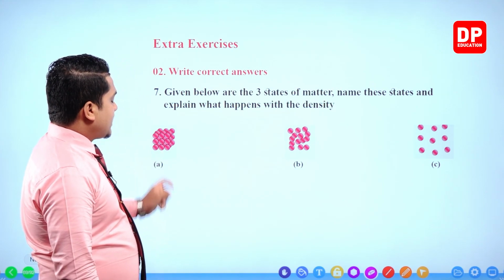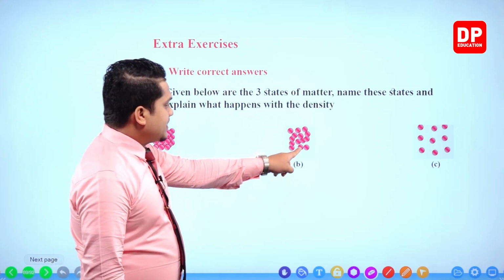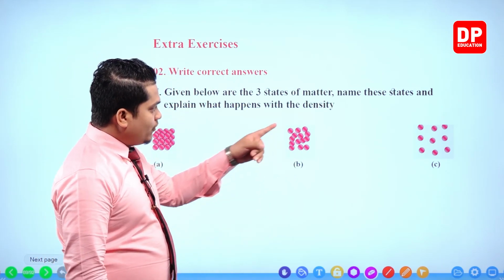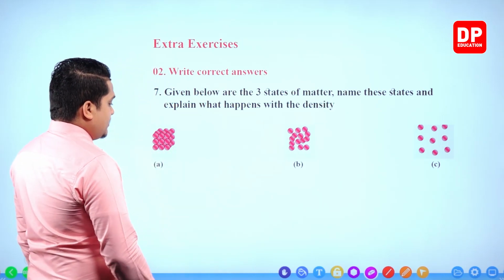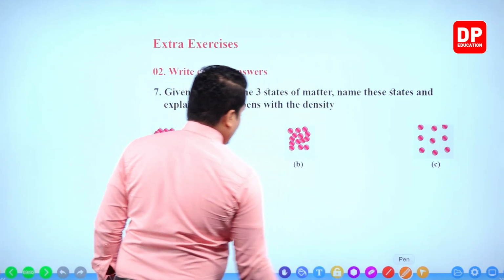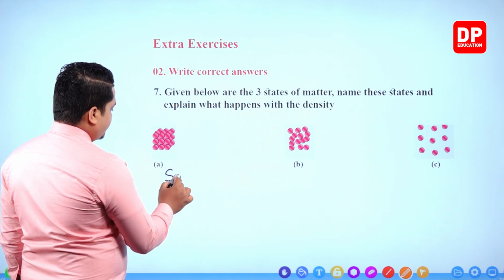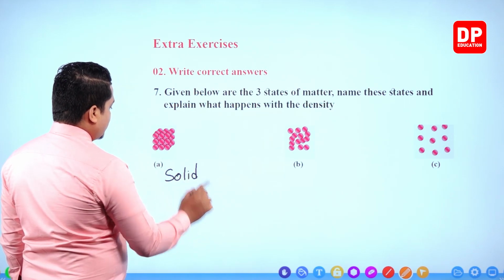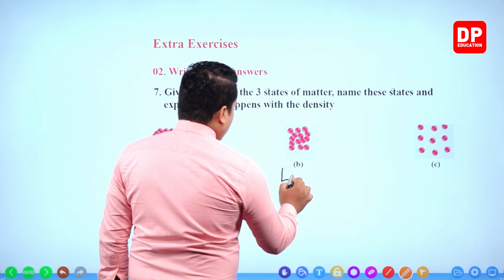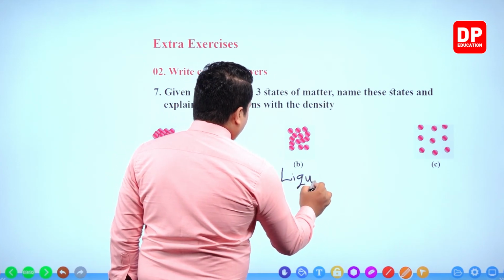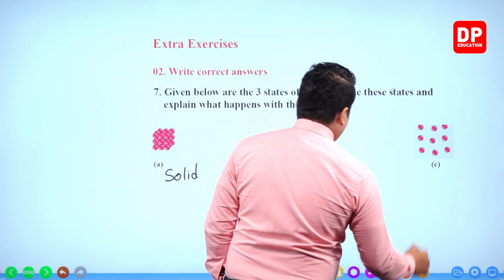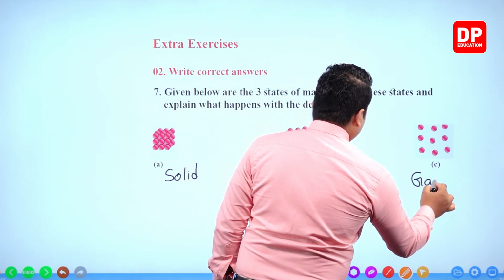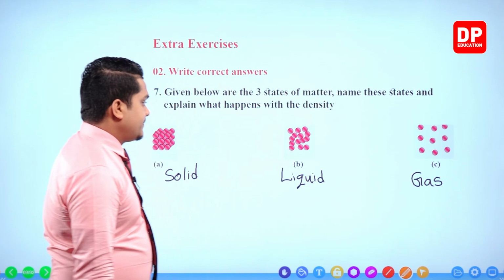Here particles are tightly packed. Here particles are somewhat loosely arranged. Over there particles are very loosely arranged. That means this one definitely should be a solid, tightly packed particles. This one should be a liquid. And the final one, which is over there, should be gas.